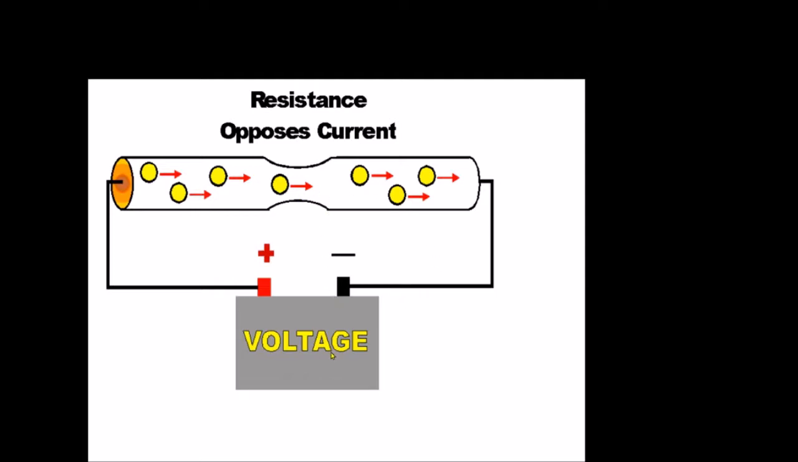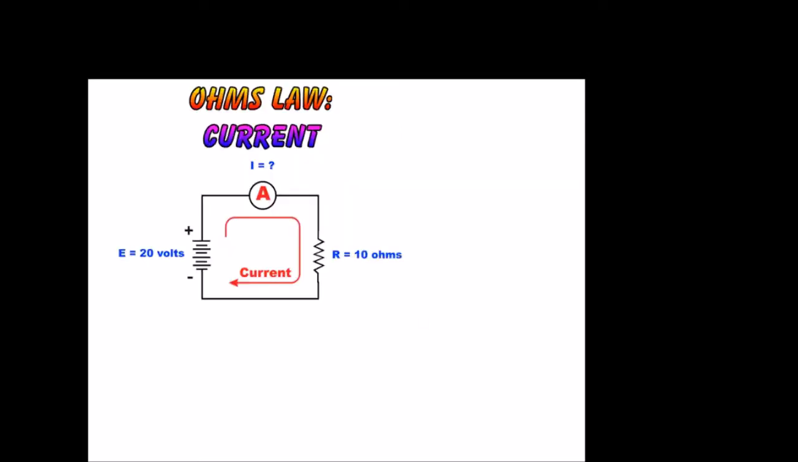So resistance opposes current. Right? So we have our voltage here. We have a little bit of a choke, so to speak, in our wire, and it reduces or opposes the amount of current flow. So the higher the resistance, the lower the current.